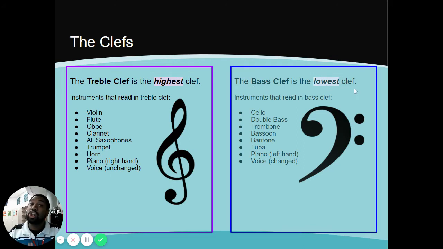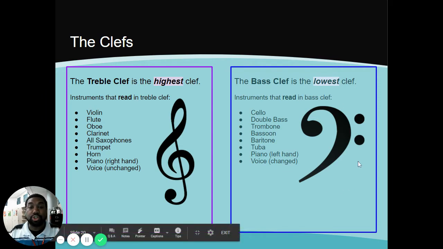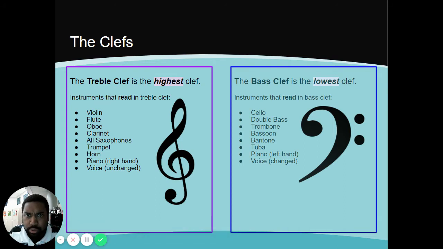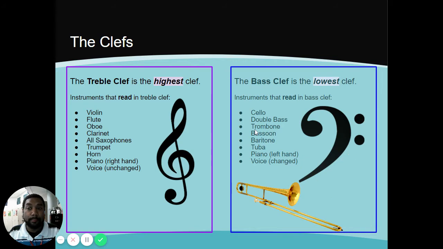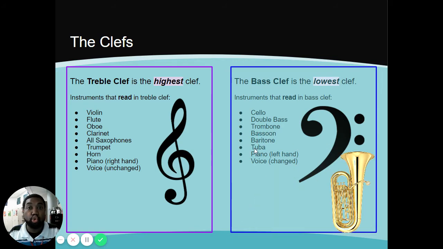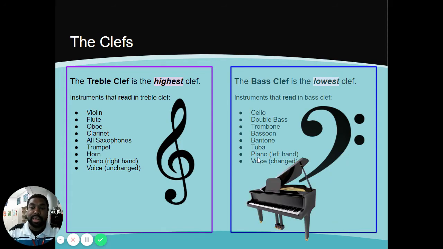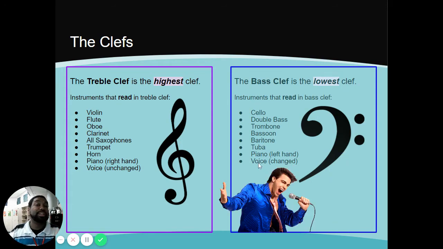This is the lowest clef. So when you see this little circle like this with the two dots, that tells you that you're going to play low notes, very low notes. And here are some instruments that utilize the bass clef: cello, double bass, trombone, bassoon, baritone, tuba, piano left hand, and voice if your voice has changed.